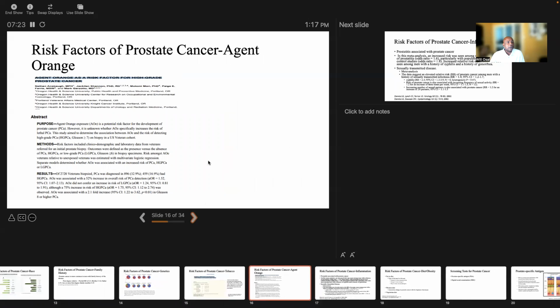The VA has recognized Agent Orange as a risk factor in men who were exposed to this agent during the Vietnam War. Agent Orange was associated with a 52% increase in overall risk of prostate cancer detection and a 75% increased risk in high-grade prostate cancer in these men.